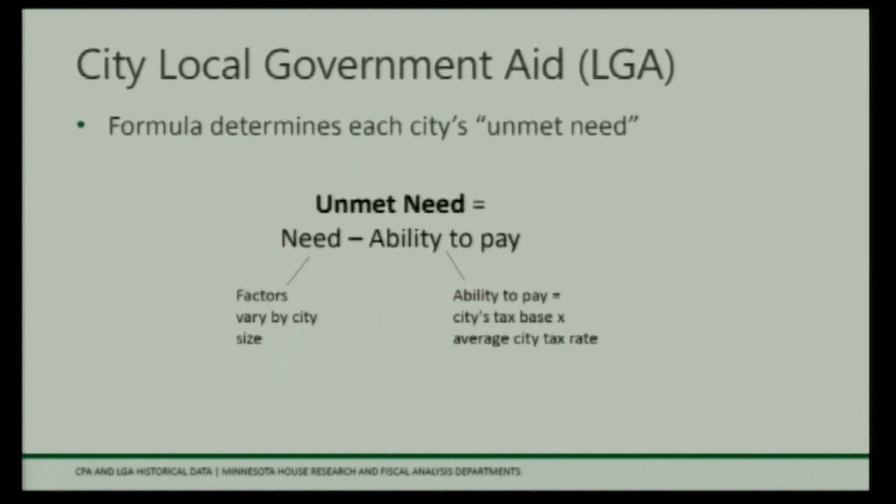So the idea behind the current LGA formula is that each city has a measure known as unmet need, and each city's unmet need is a function of two different calculations. So the formula determines each city's need, and the factors that go into that determination vary by city size. We'll take a look at those on the next slide. But the formula also takes a look at each city's ability to pay. And ability to pay is equal to the city's property tax base times the statewide average city property tax rate.